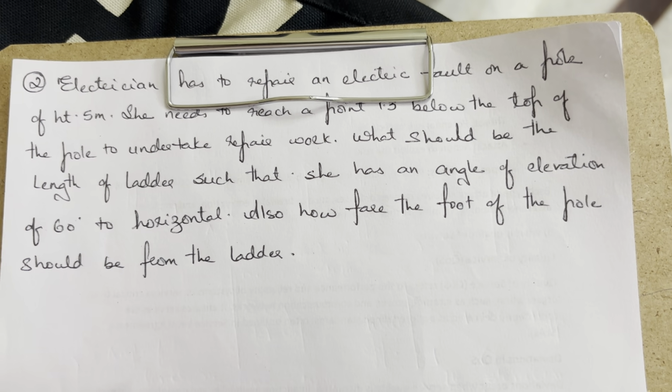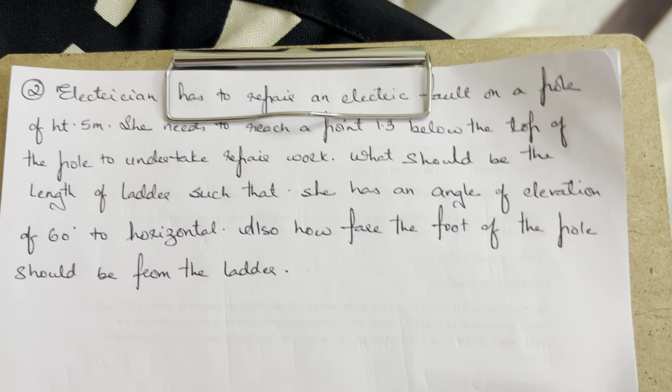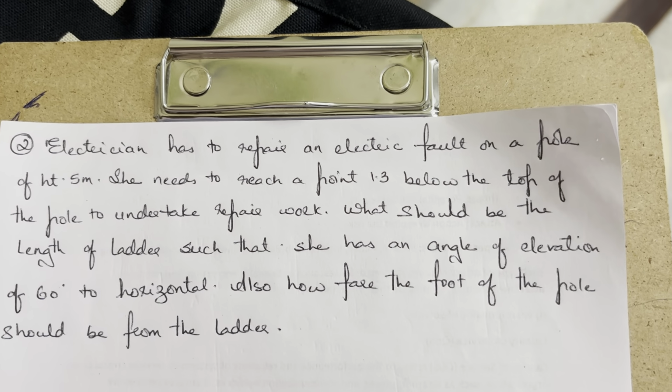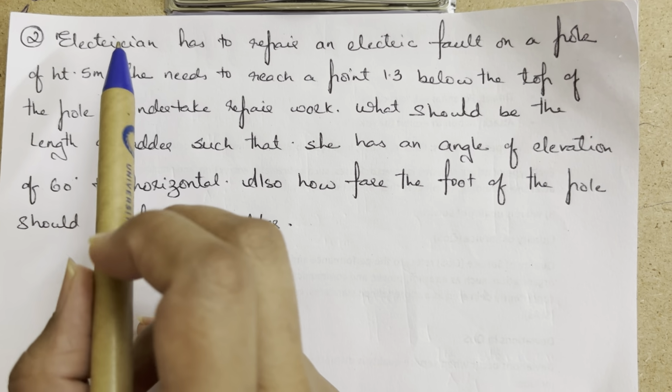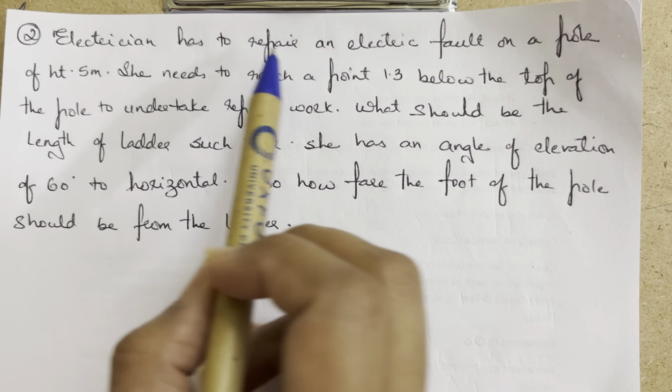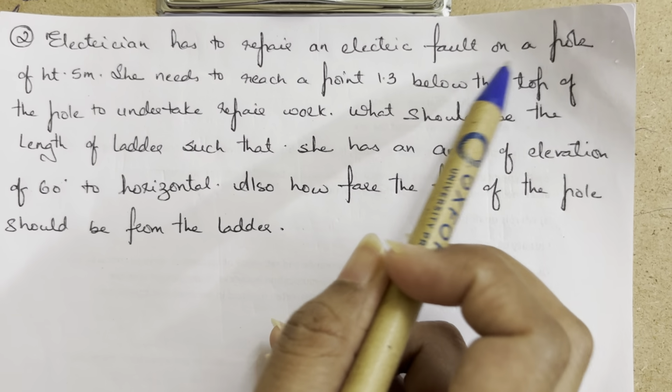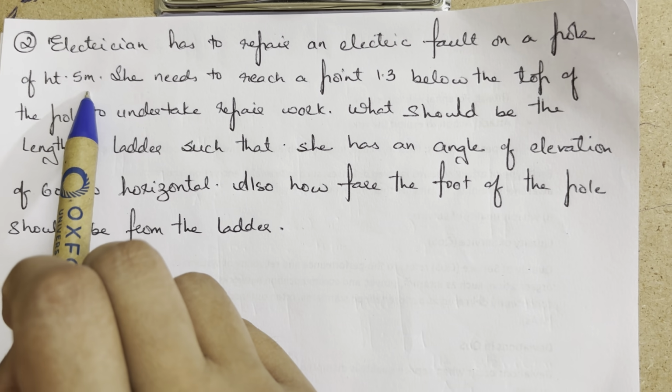Further looking at this particular question, it is this here. Okay, I liked the question. While I was writing it, I was very much fascinated by the question. It says that an electrician has to repair an electric fault on a pole of height 5 meters.